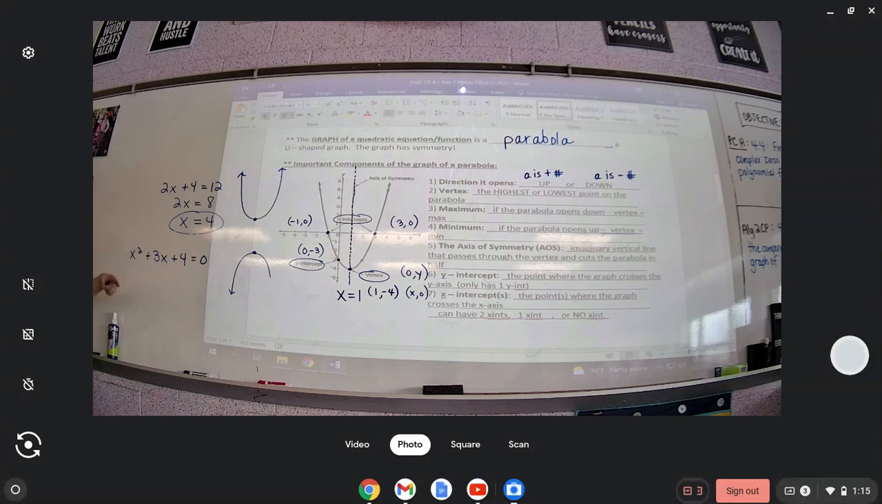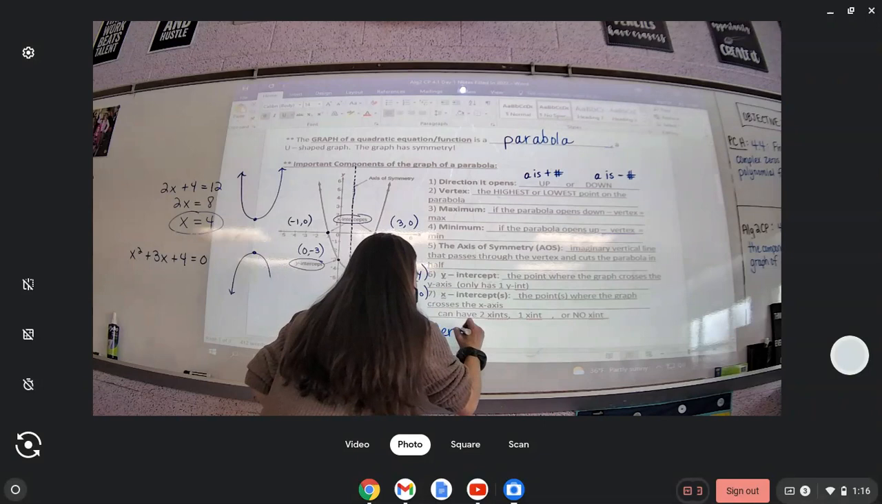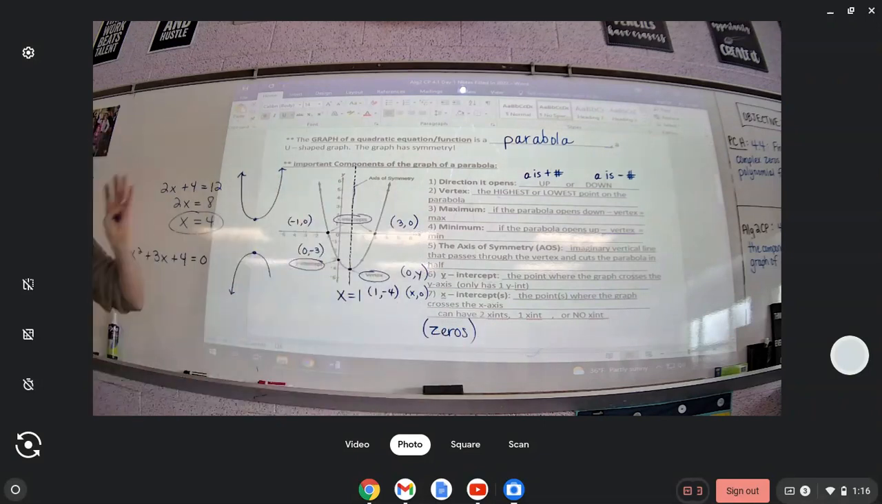So we call the x-intercepts the zeros. They're going to be the x values that make the equation equal 0. So they're called the zeros. So if you're ever asked to find the zeros of a graph or the zeros of an equation, guys, you are literally being asked to find the x-intercepts. You are being asked to find the x values when the y coordinate was 0.